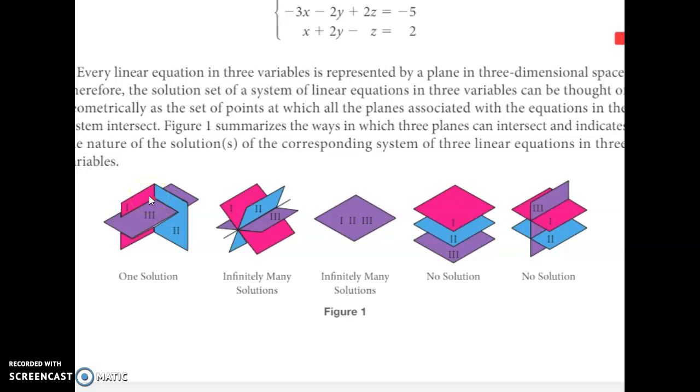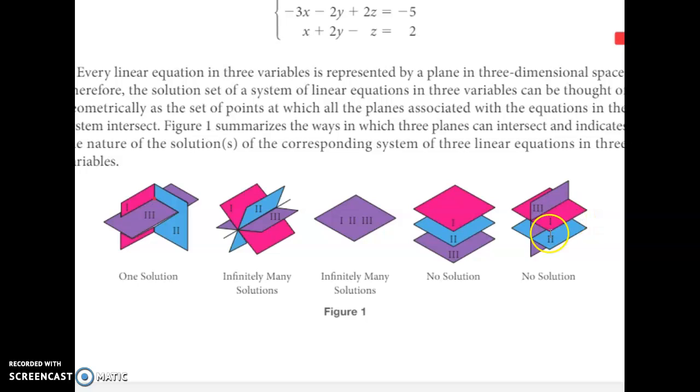There are a number of interesting solutions. This is one of them where they intersect at one point. That's the normal one. It could be like this, where they intersect at exactly one line and you have infinitely many solutions. It could be where the three planes are actually one and the same, like earlier with the same two lines, so you also have infinitely many solutions. Or they could all be parallel to each other, so you have no solutions because they don't intersect anywhere.